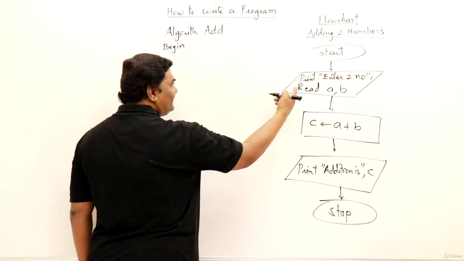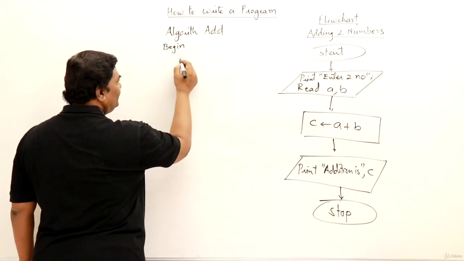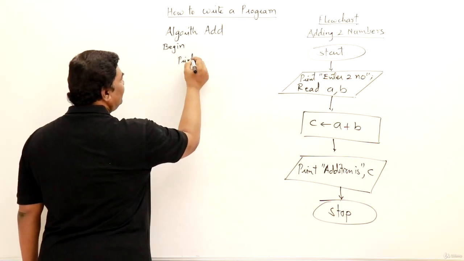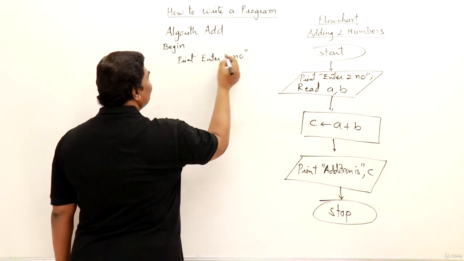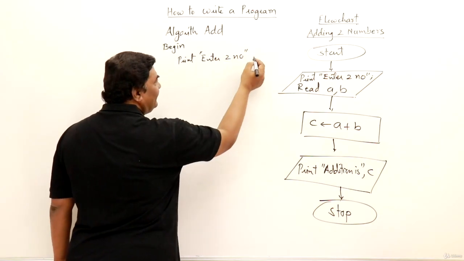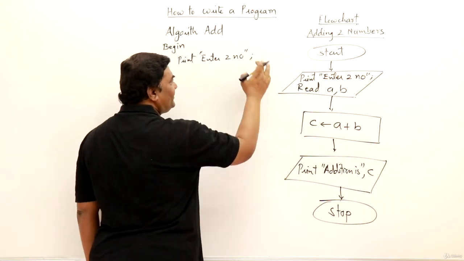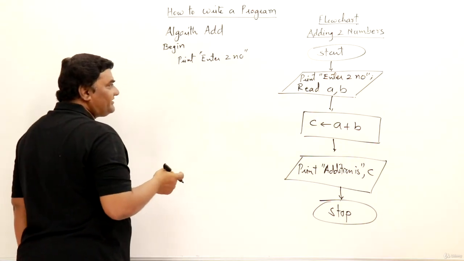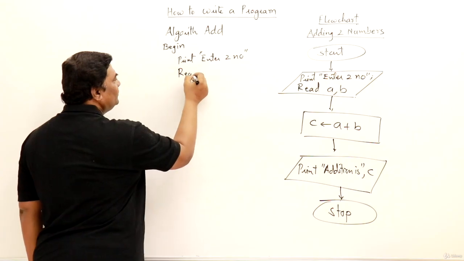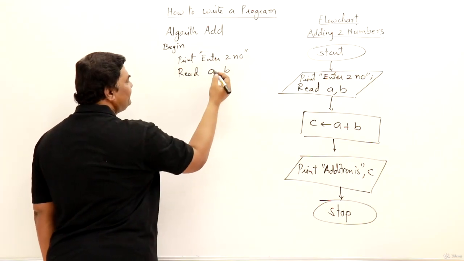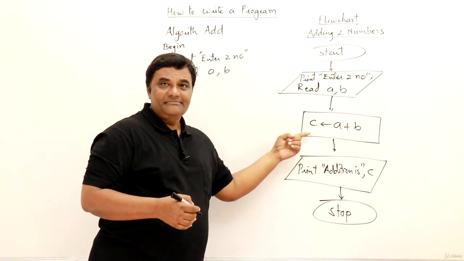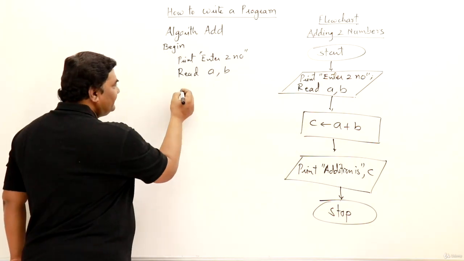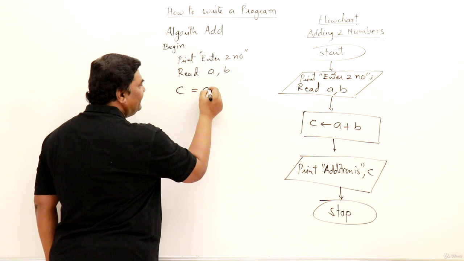Now what is the first thing it has to do? It should print and say enter two numbers. So print enter two numbers. Okay, this is a message I am giving. Then writing semicolon or not, that is a choice because it's pseudocode. It's not strict. Then I should read two numbers in two variables, that is A and B. This is over. Now next step is this one, processing. So C is assigned with A plus B.